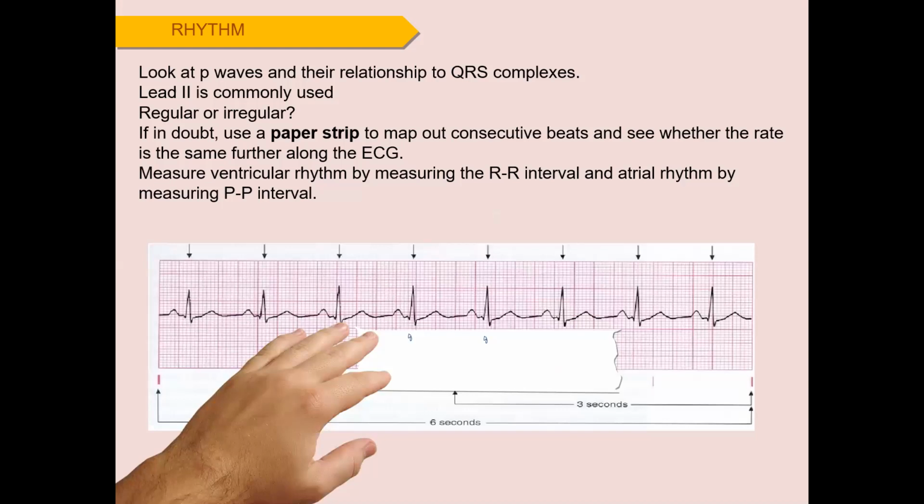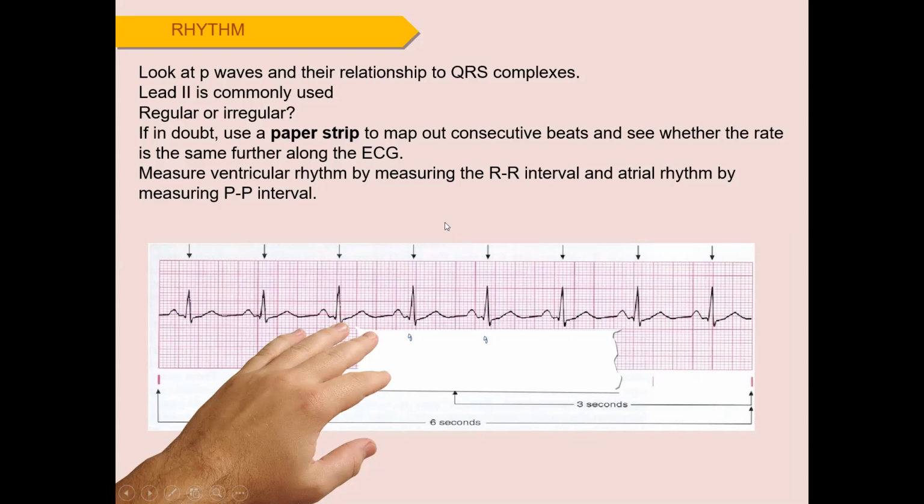Rhythm. Look at the P wave and its relationship to the QRS complex, which is commonly used for rhythm. You have to see whether it is regular or irregular. If you have some doubt, use a paper strip to map out the consecutive beats. Take a paper and mark consecutive beats, then shift it along and check whether all QRS beats line up with these two markings.